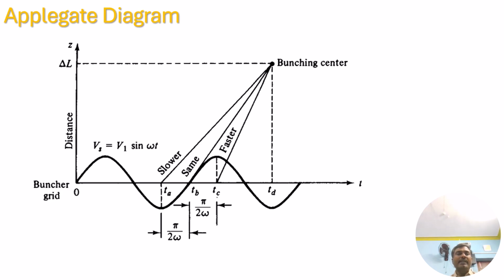The Applegate diagram describes how the velocity of electron is modulated with respect to RF voltage. The electron which falls during negative half cycle of RF voltage is decelerated. The electron which falls during positive half cycle of the RF voltage is accelerated. The electron which comes during the zero value of RF voltage travels with unchanged velocity.